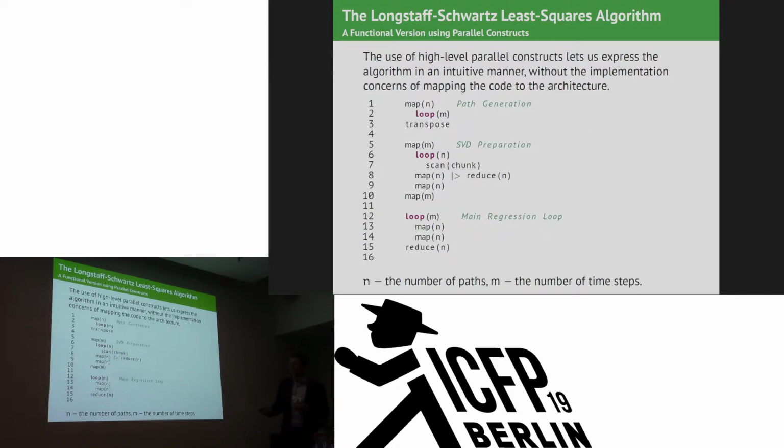N stands for the number of paths, M stands for the time steps. As you can see, the loop construct is the sequential loop. Path generation is basically applying the stochastic process to the numbers generated by a pseudo-random number generator. Then we push it to the normal distribution, and for each path we compute the value of the process at that time step. The main regression loop basically finds this optimal stopping problem at each time step, so the values of your option that you price at each time step.